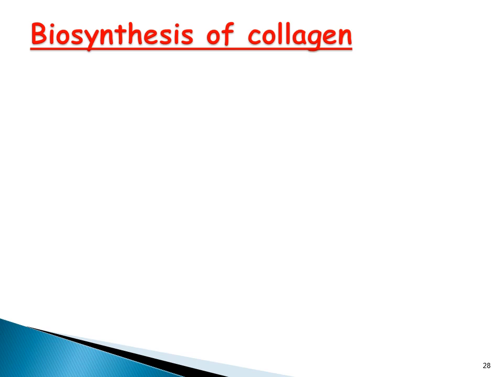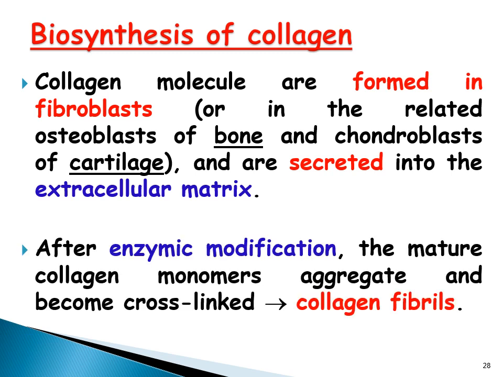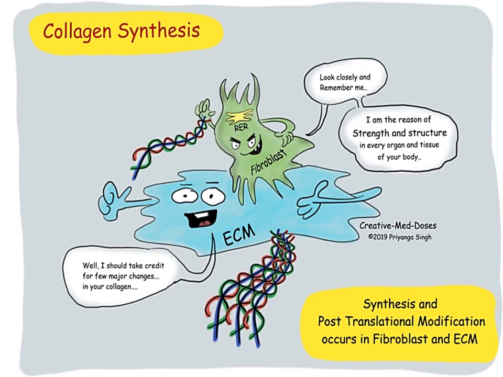Now we are going to learn about biosynthesis of collagen. These collagen molecules are formed in fibroblasts, or in the osteoblasts of bone and chondroblasts of cartilage, and then secreted into the extracellular matrix. After enzymatic modification, the mature collagen monomers aggregate together and become cross-linked collagen fibrils. So we'll see the steps of collagen synthesis one by one. This collagen synthesis occurs in the fibroblast, and then it is secreted to the extracellular matrix, where some post-translational modifications occur, and they aggregate to form collagen fibrils.